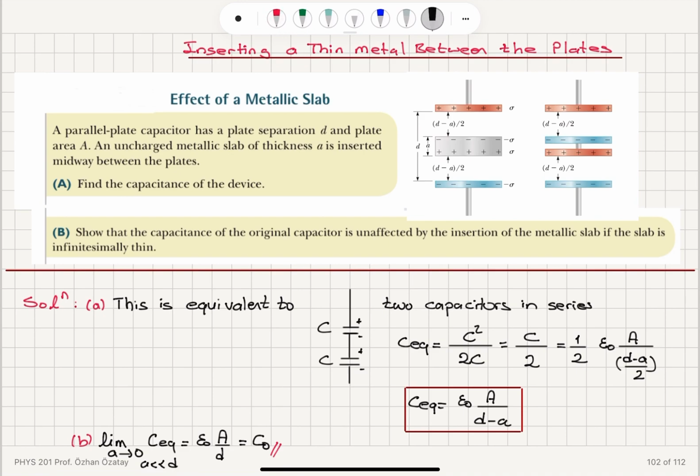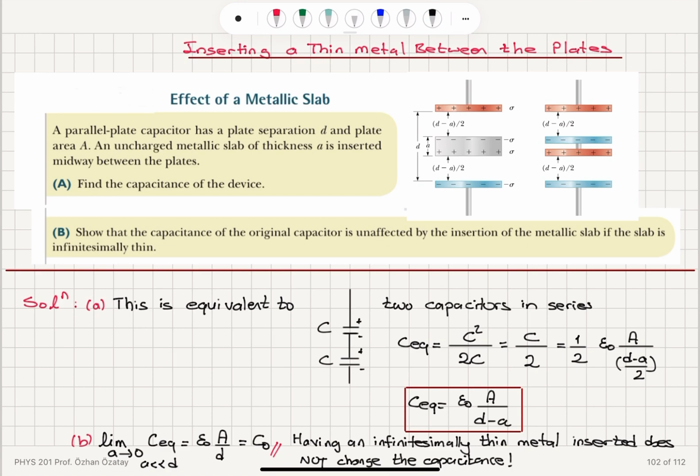So what do we learn? Having an infinitesimally thin metal inserted does not change the capacitance. Okay, so that's what we learned.